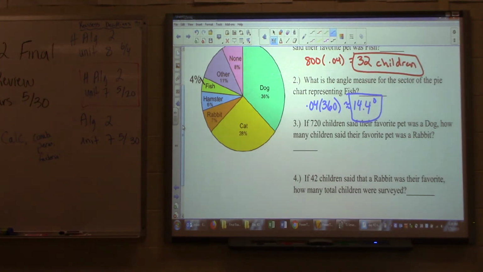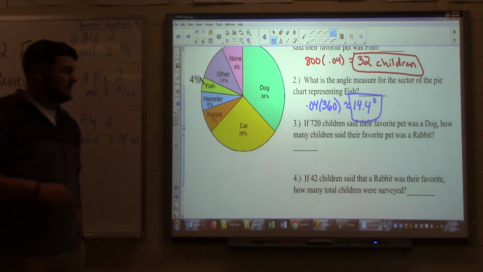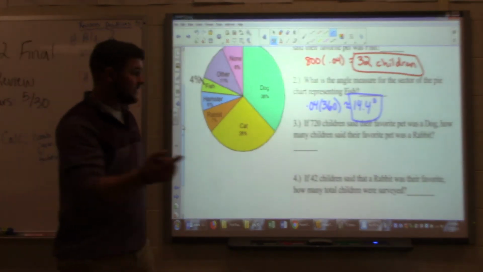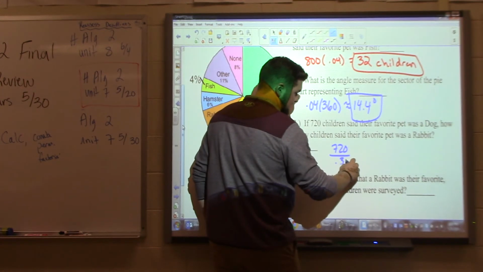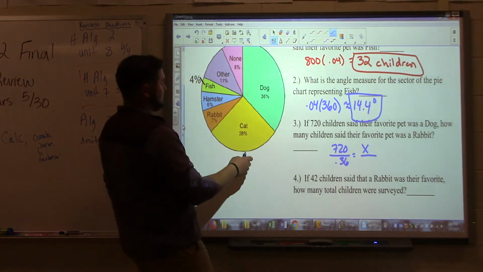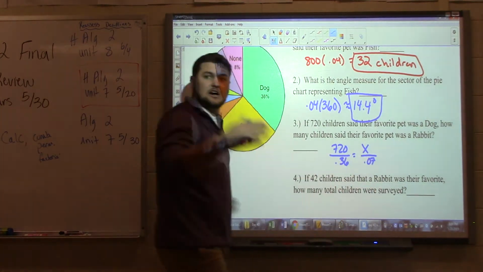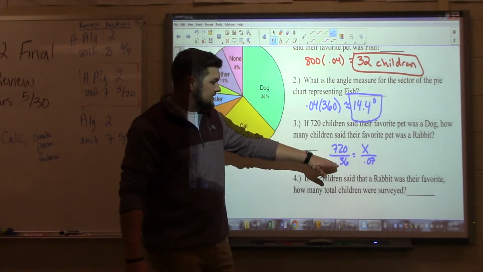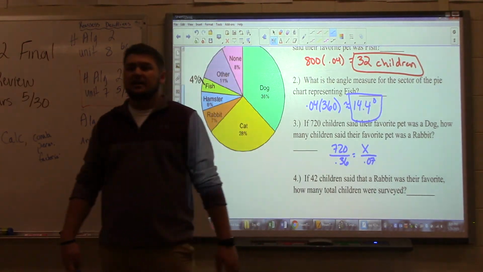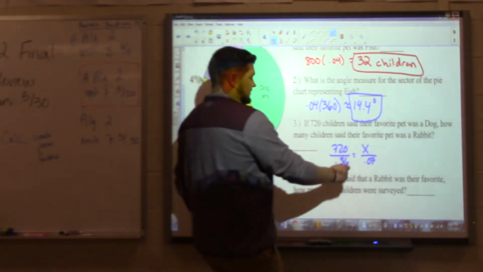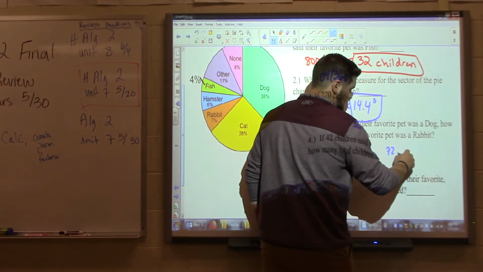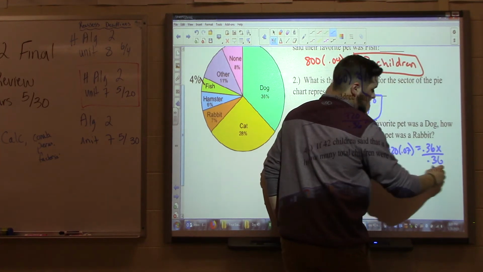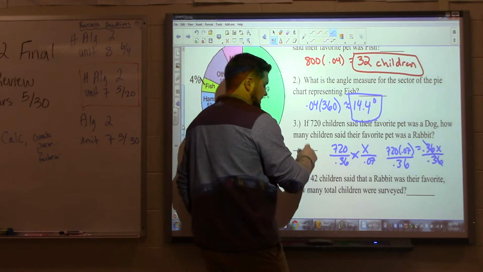It is 140. How'd you get that? I did 720 over 0.36 equals x over 0.07. So you set it up as a proportion. Awesome. That's exactly one way you could do it. I know there's 720 children, and that's 36%. X children for 7%, and you would cross multiply and solve, right? We would do 720 times 0.07 equals 0.36x, and divide by 0.36. That gets you 140 children.